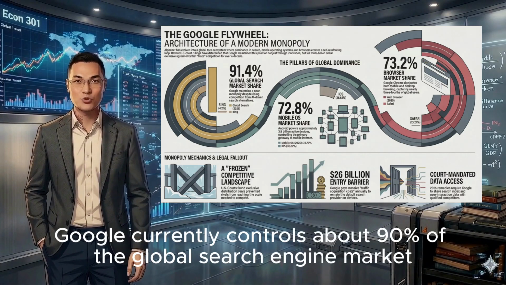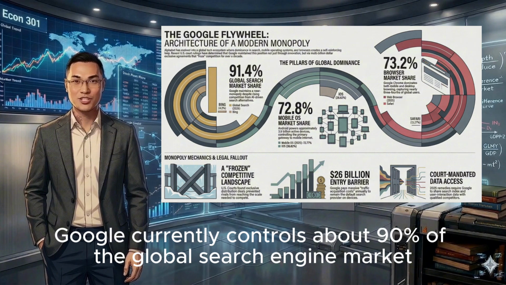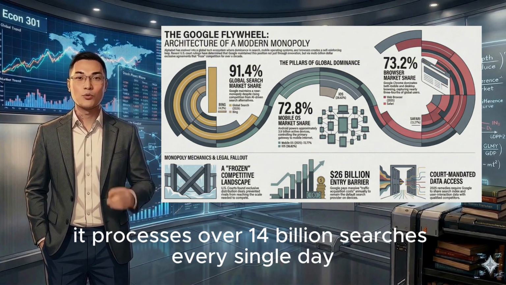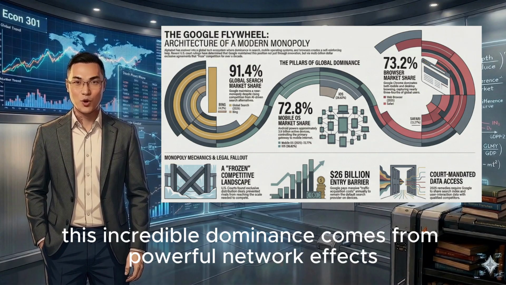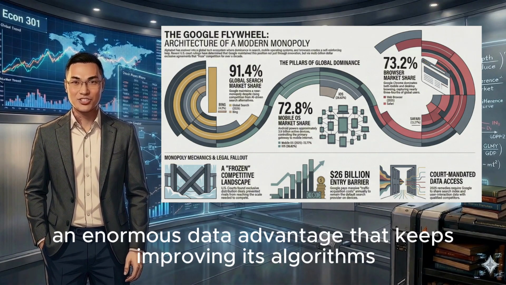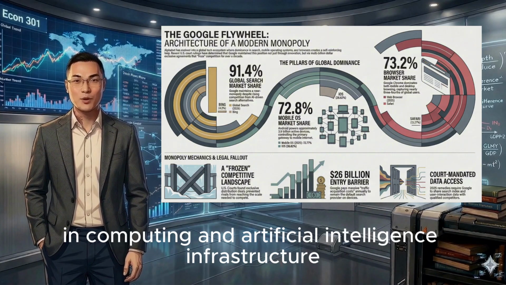Google currently controls about 90% of the global search engine market. It processes over 14 billion searches every single day. This incredible dominance comes from powerful network effects, an enormous data advantage that keeps improving its algorithms, and massive economies of scale in computing and artificial intelligence infrastructure.